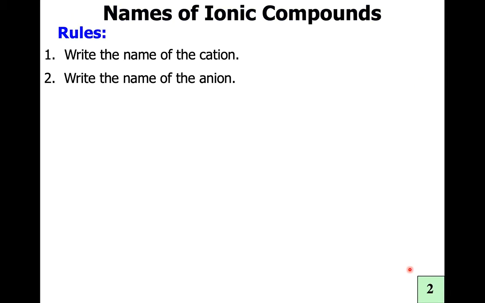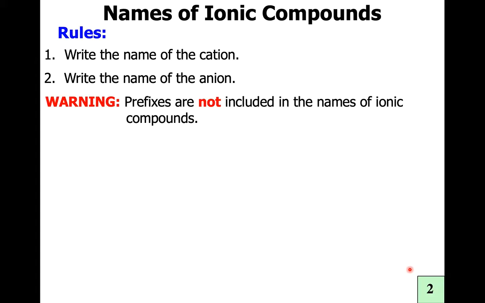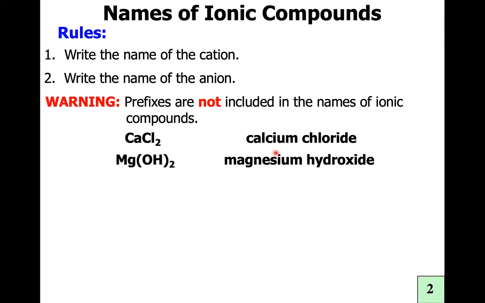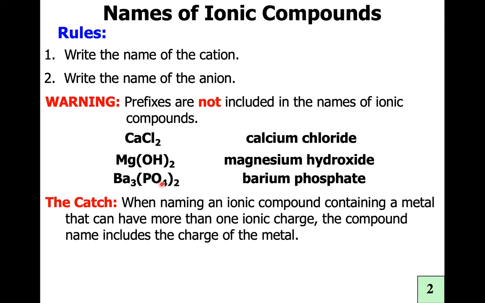How do we name an ionic compound? Name the cation, name the anion. Prefixes are never used for ionic compounds, never, ever, ever. So calcium is the first element, calcium, and then chloride. So it's not dichloride, calcium chloride. Magnesium hydroxide, name the first element and then name the second. Barium phosphate, okay, name the cation, name the anion.